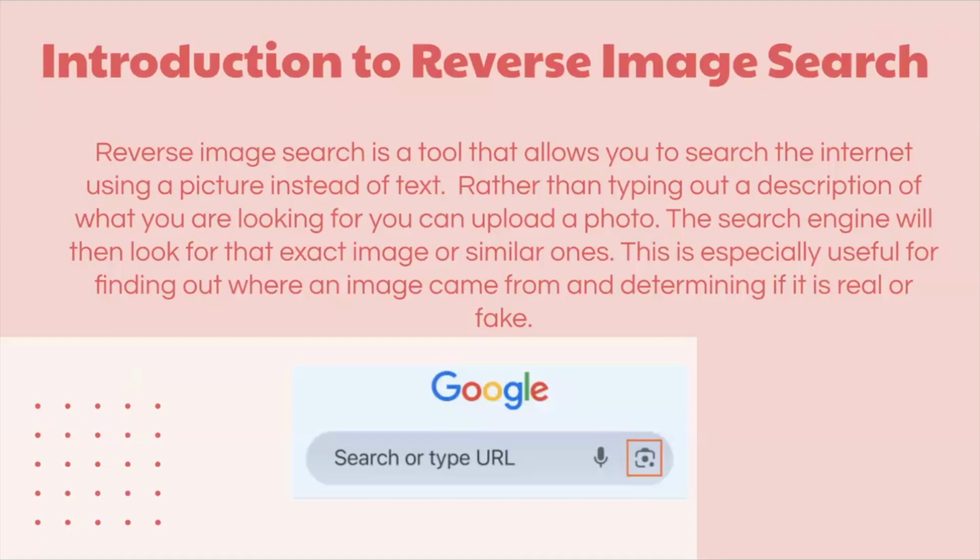Reverse image search is a tool that allows you to search the internet using a picture instead of a text. Rather than typing out a description of what you're looking for, you can upload a photo. The search engine will then look for that exact image or a similar one. This is especially useful for finding out where an image came from and determining if it is real or fake.